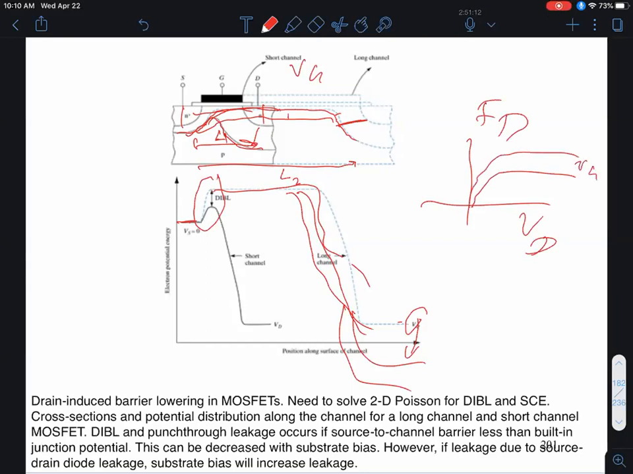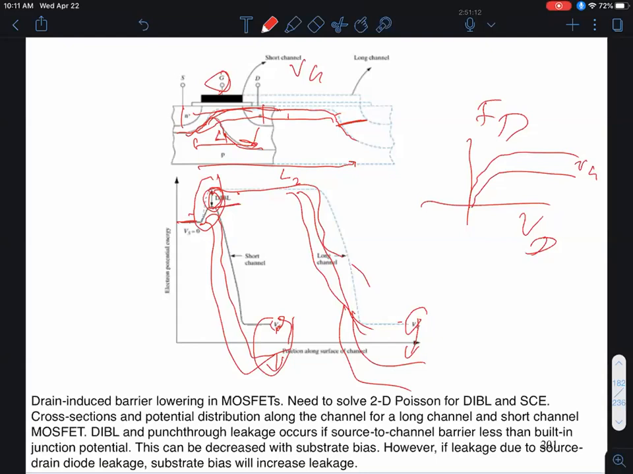On the other hand, for short channel, notice what happens. Here, as I increase my drain voltage, these energies go down. And if you solve that two-dimensional Poisson equation, what you'll find is you'll end up lowering the potential energy barrier between the source to the channel, not because of the gate voltage, which is what you want, but with increasing drain bias, right? And that's why this effect is known as DIBL, or drain-induced barrier lowering.